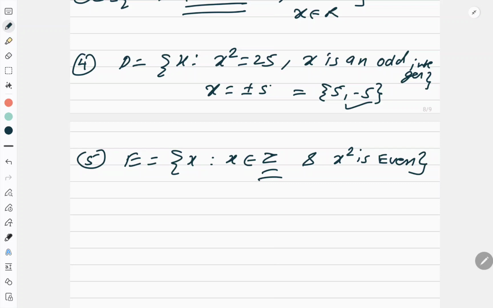Okay, so now based on this, you can do the first 3 exercises of your NCERT. Practice more and more questions to understand the concept. In my next video, I will explain what exactly a subset is.